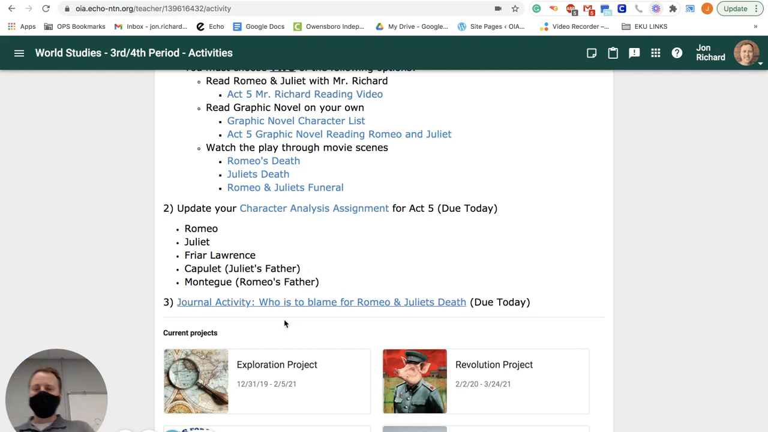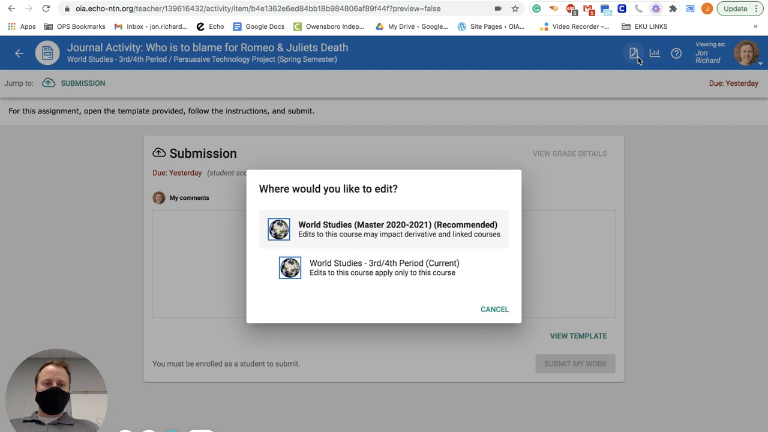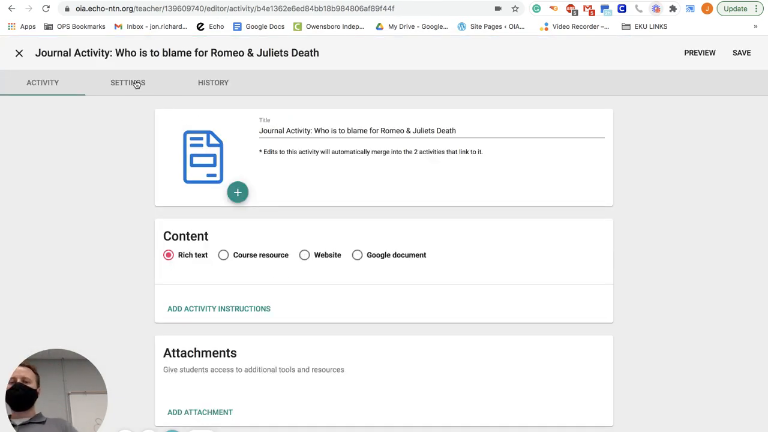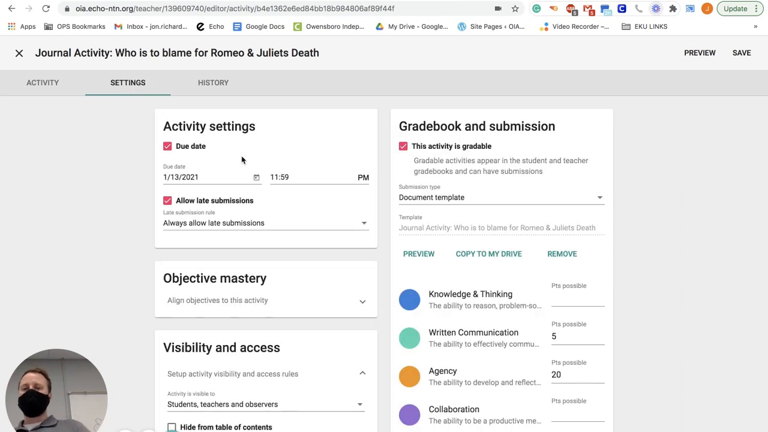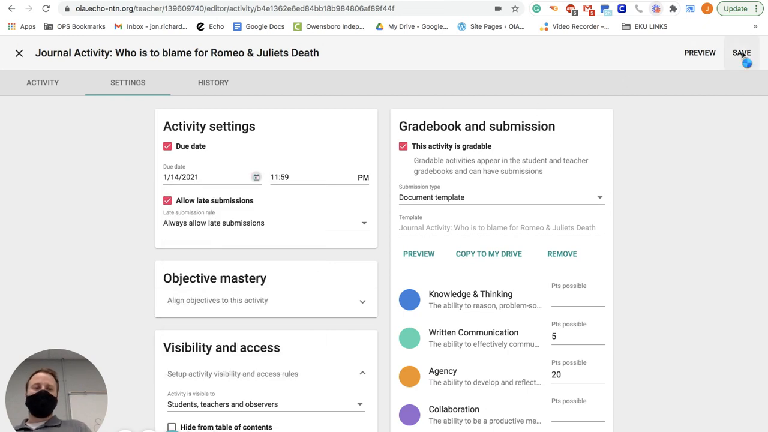The last thing you're going to be doing is a journal activity. We started this project with a journal activity, looking at how technology impacts teenagers, and now we're going to continue that thought process, looking at this journal activity of how misinformation and who is to blame for Romeo and Juliet's death. And this one also says yesterday for some reason. I'll fix that one as well. You're going to be thinking on this: who is to blame for Romeo and Juliet's death? Why did they die in the end? Are they to blame? Are their parents to blame? Is it the friar? Who is it?